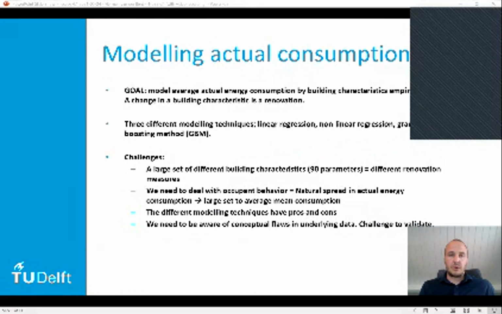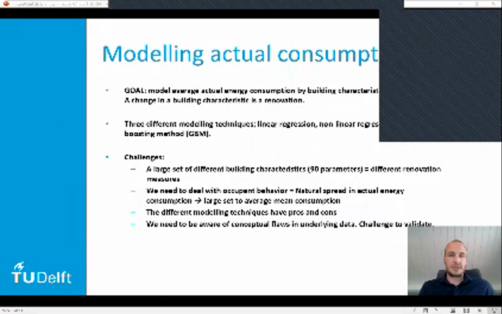So what is our goal? Our goal is to model the average actual energy consumption by building characteristics empirically. And if we then have a change in the building characteristics in the model, then we model a renovation. And we use three different modeling techniques: a linear regression, a non-linear regression, and a gradient boosting method.